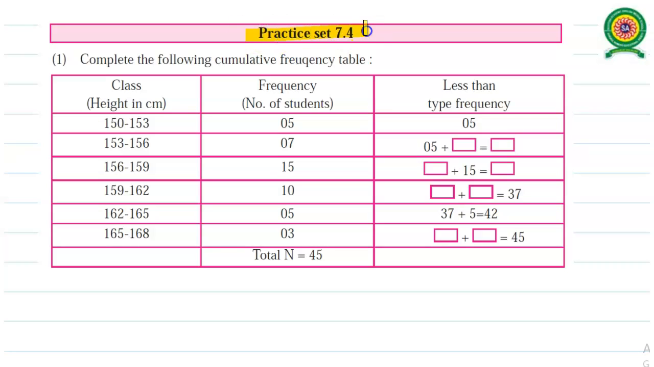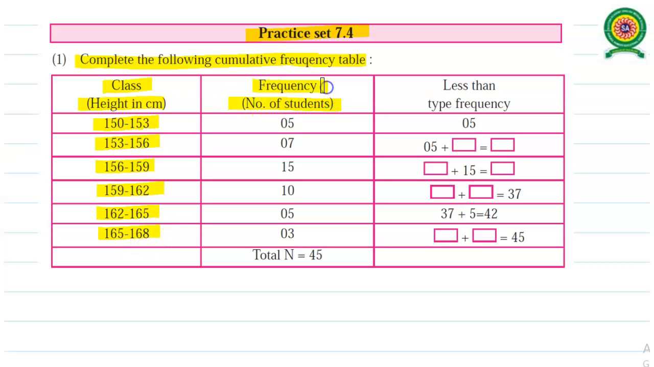Now look at question number 1 from practice set 7.4. Complete the following cumulative frequency table. We have been given the first column as the classes, heights in centimeters: 150 centimeters to 153 centimeters, 153 centimeters to 156 centimeters, 156 centimeters to 159 centimeters, 159 centimeters to 162 centimeters, and so on till 165 centimeters to 168 centimeters.